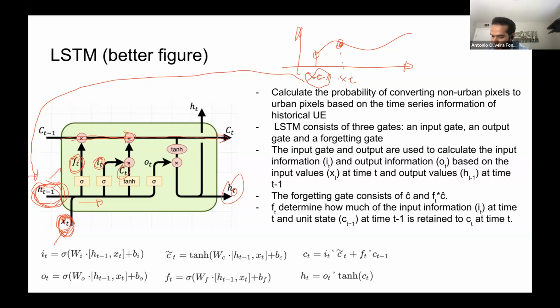The actual output is passed through ot. So ot is this information that's now combining information from Ct and the information that's coming from the previous time points, which is in this channel here.